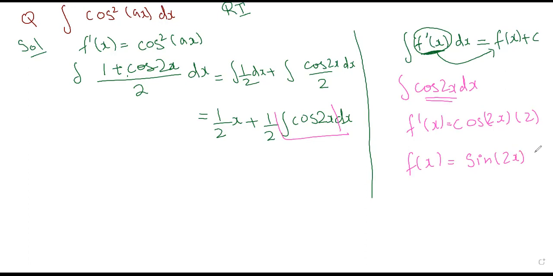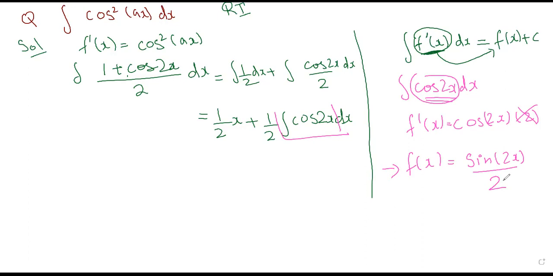So in that case, our derivative would have been 2 cos 2x into 2, right? But in our case, f of x is simply sine 2x. If we had f of x as sine 2x, the derivative would have been this. But what is our derivative actually? This is our derivative. We do not have this 2. So we will divide by 2 here.